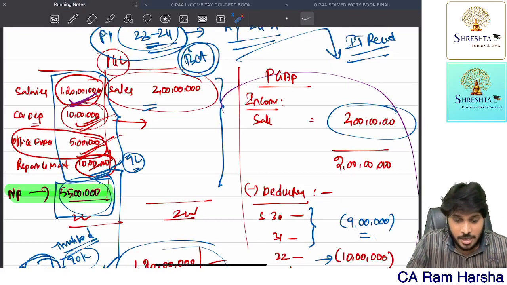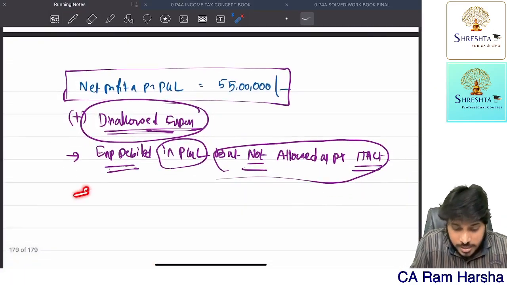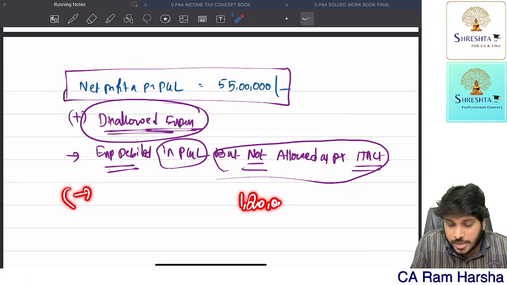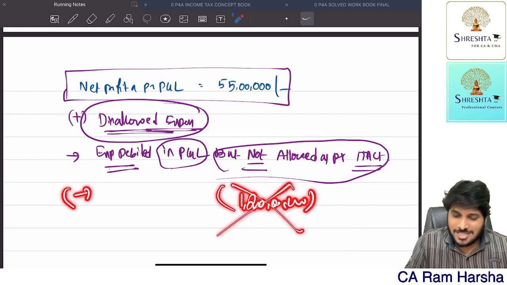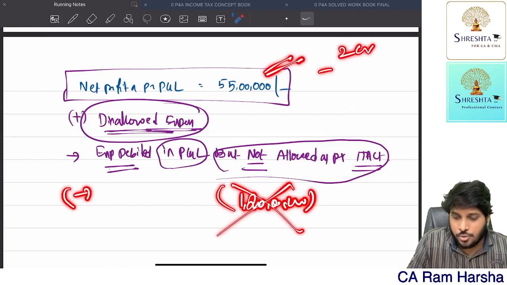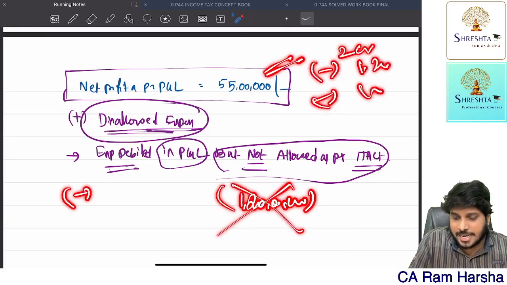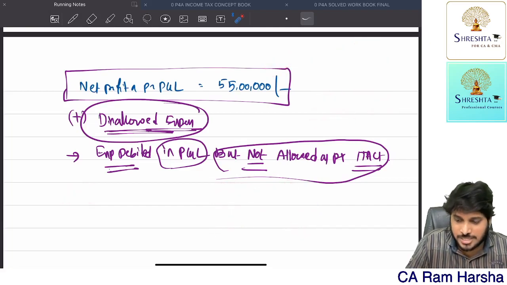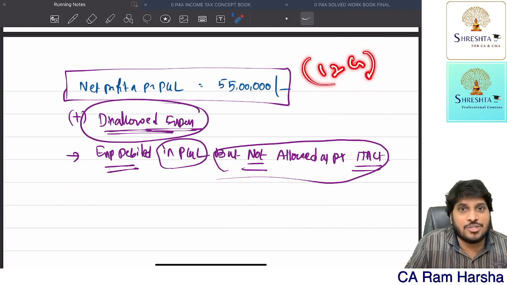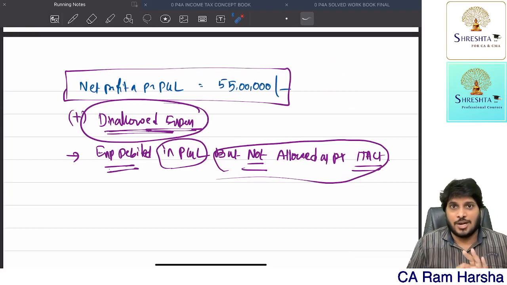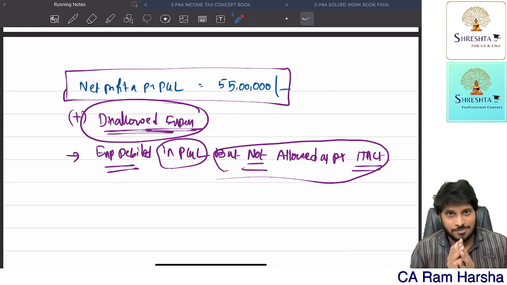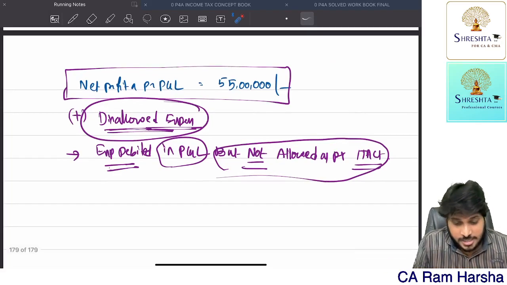Now tell me, when I am solving, once again should I reduce 1 crore 20 lakhs? No. Sir, this 55 lakhs is already 2 crore minus 1.2 crore minus 10 lakhs minus 5 lakhs. Like that it is already computed, sir. 1.2 crore is already reduced, sir. Why should we reduce once again? No treatment. Correct?